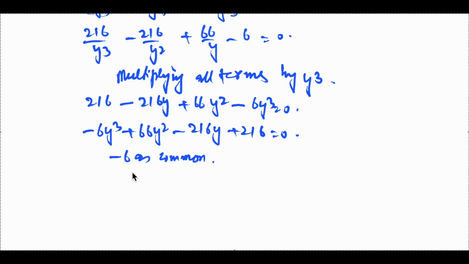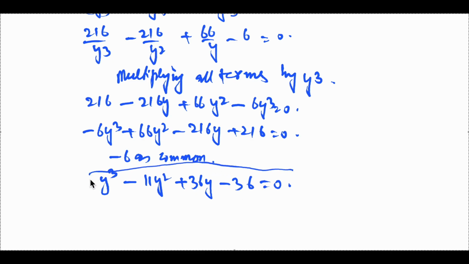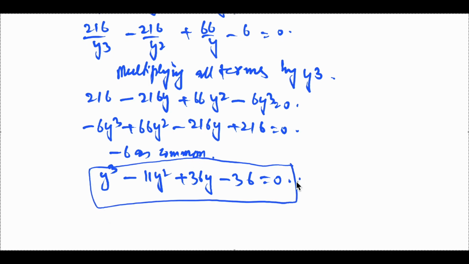So it is minus 6 as common. If I take minus 6 as common, this becomes y cubed minus 11y squared plus 36y minus 36 is equal to 0. So this should be the answer. This is the answer by this one. Now I'll take it in another method.